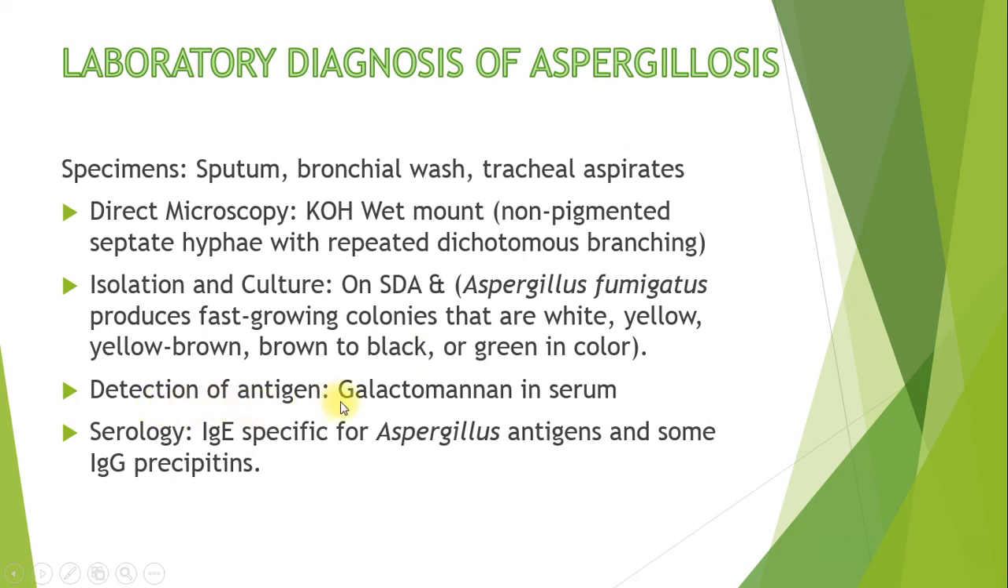Detection of antigen galactomannan can be an approach. This antigen can be detected in the serum sample of the patients. With the serological approach, in the patient serum sample, the IgE antibodies can be detected which are specific for the Aspergillus antigens, and IgG precipitins can also be detected.